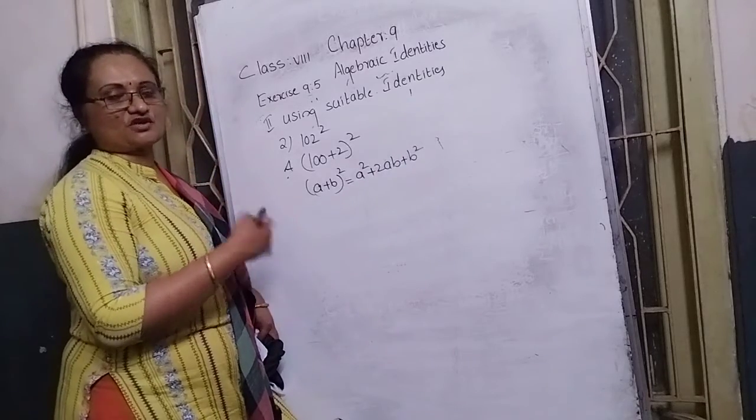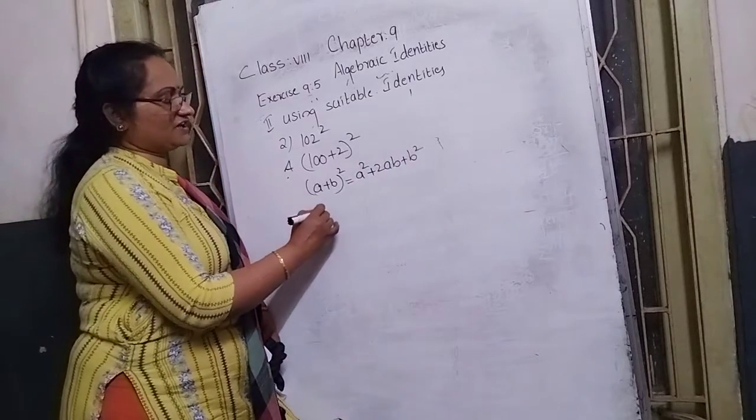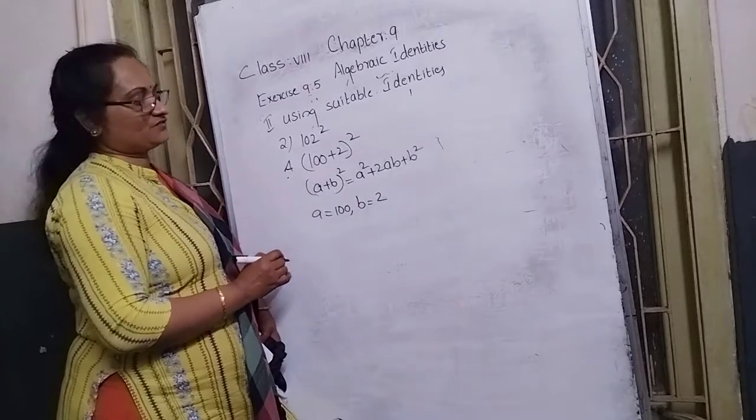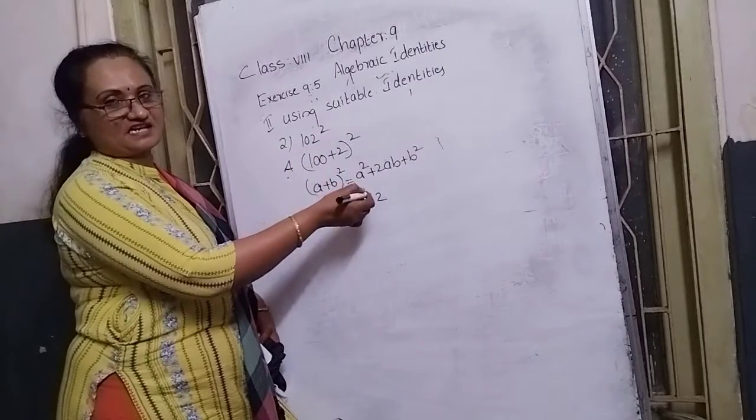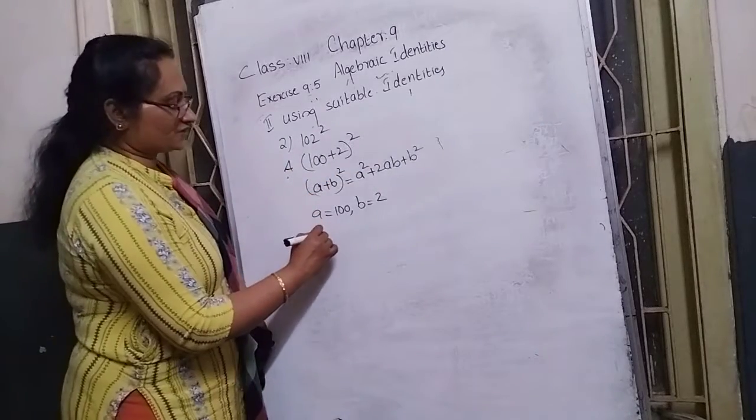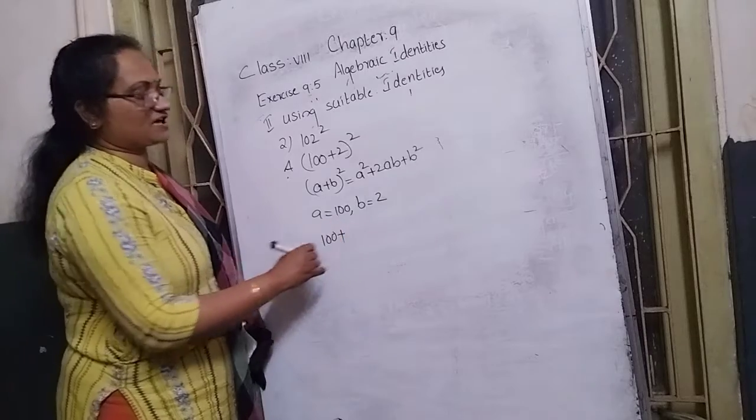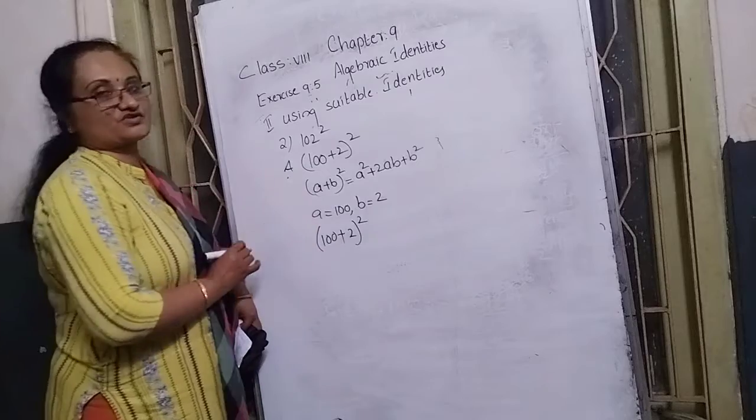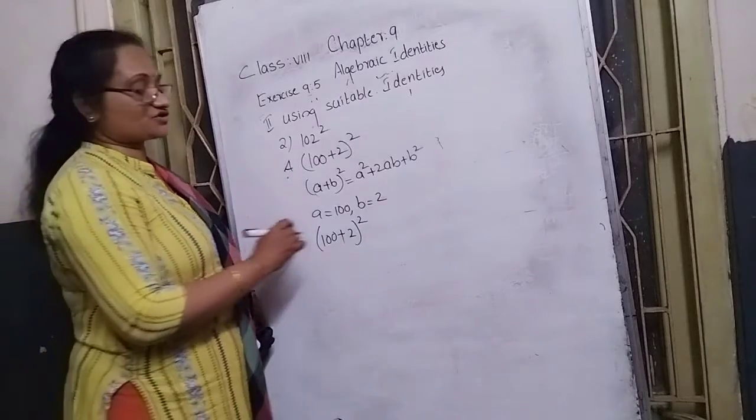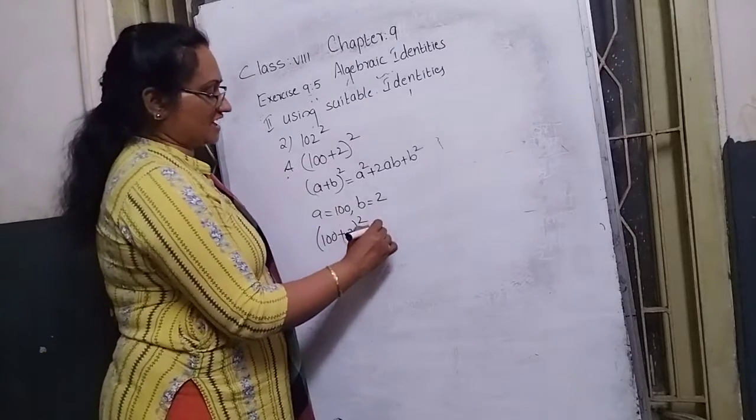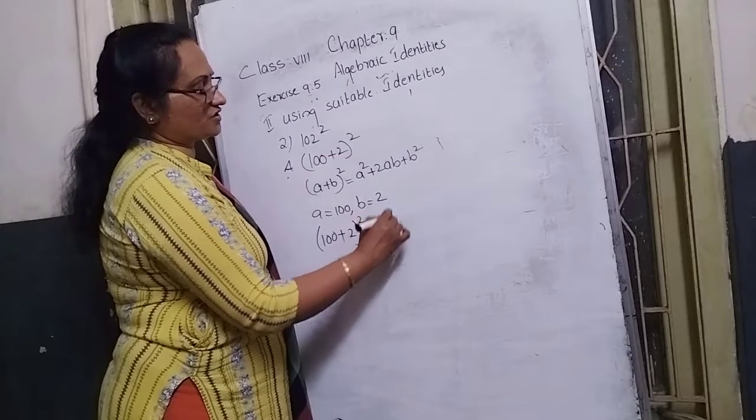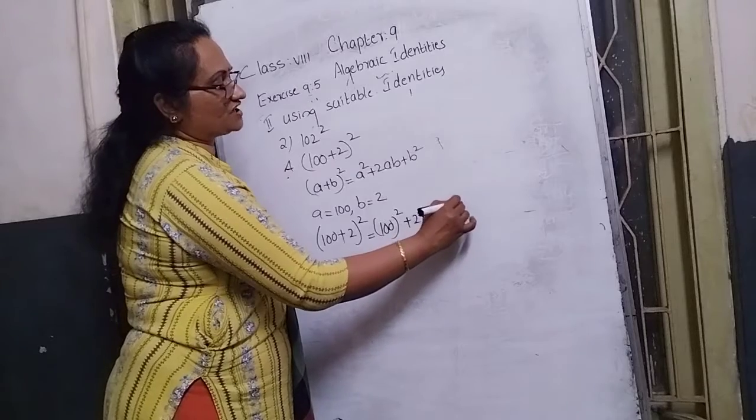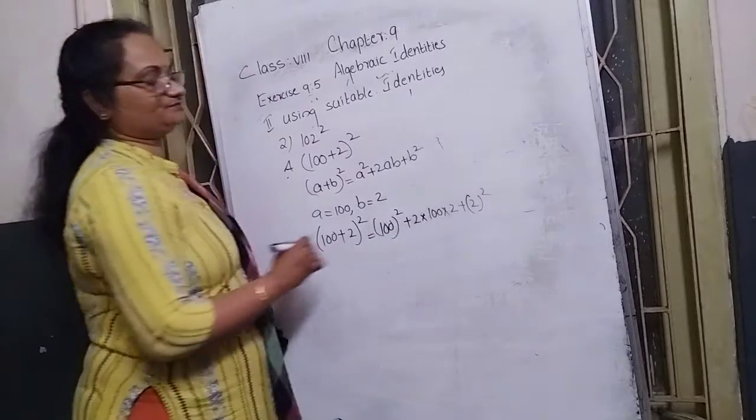Next step, sort out the a value and b value. Here the a value is 100, the b value is 2. Then on the left and right side, a placed 100, b placed 2, substitute. Here first the left side: bracket open, a placed 100, b placed 2, bracket closed, whole square. The whole square should be kept the first time, otherwise the answer is wrong. Then a placed 100 but whole square is there, plus 2 into a placed 100, b placed 2, plus b value square means 2 square.